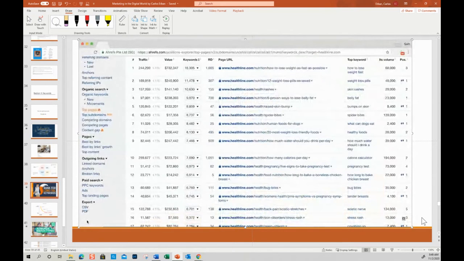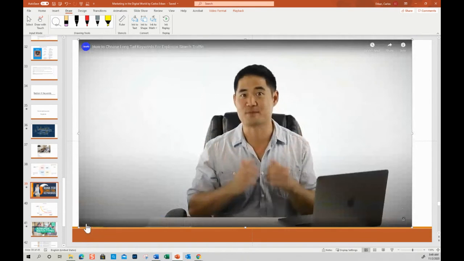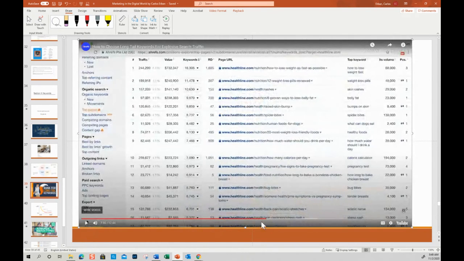And I actually have to point out this one with a top keyword, bumps on skin, that has a search volume of 8,400, but the page gets over 100,000 search visitors each month. That's bananas. So you see that particular example is very specific, right? Gray skin bump. So it's very, very specific, but it has a lot of traffic.